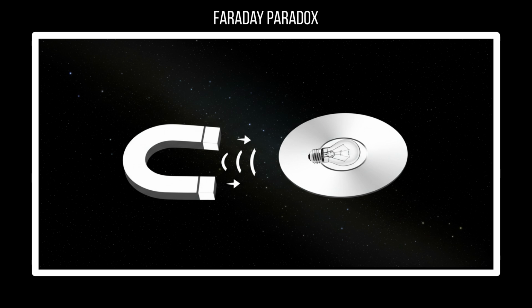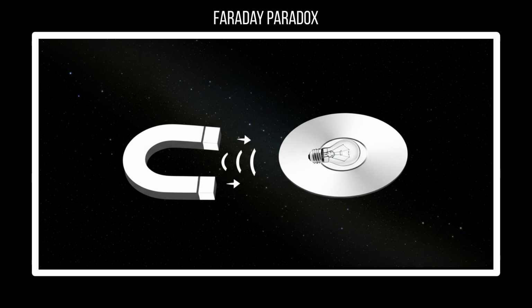Now, let's introduce the Faraday paradox, which originates from an experiment that seems to defy this law. The paradox can be illustrated through a thought experiment often called the Faraday disk experiment. Imagine a large conducting disk rotating in a magnetic field. The setup goes like this. You have a circular conducting disk, like a metal plate. The disk is placed perpendicular to a uniform magnetic field, and the disk starts rotating at a constant speed.